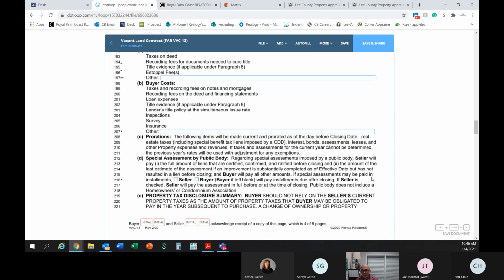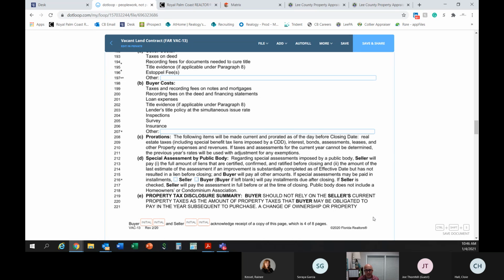If special assessments may be paid in installments, which ours up here in Cape Coral are, seller or buyer will pay installments due after closing. If neither box is selected, by default, buyer will be selected. If seller is checked, seller will pay the assessment in full before or at the time of closing. Public body does not include a homeowners or condominium association.